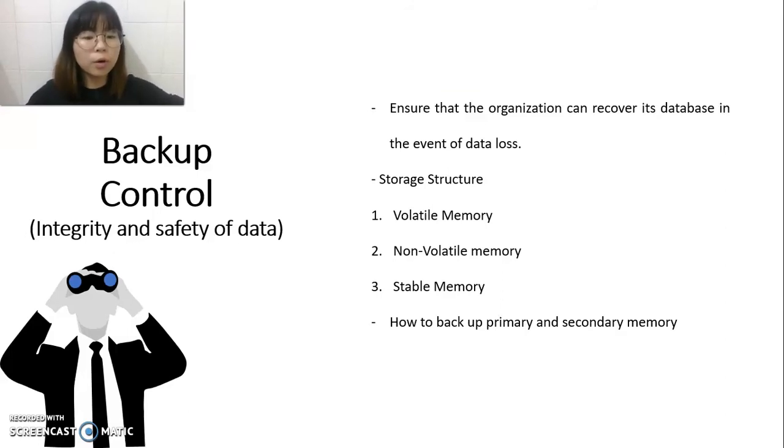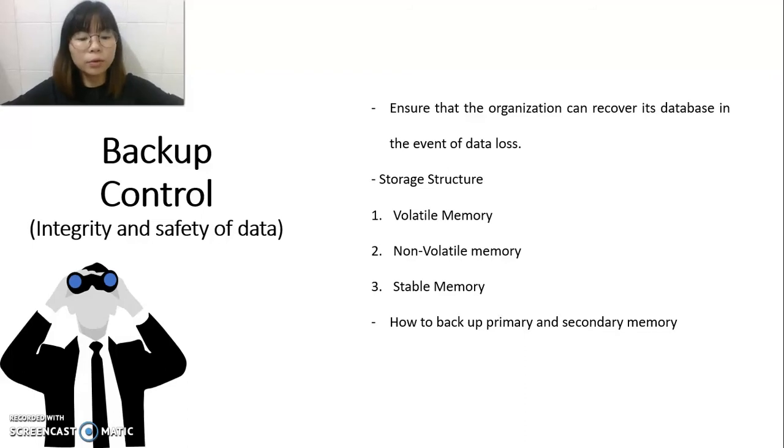So for backup controls, we have three kinds of storage structures, which is volatile memory. Volatile memory is the primary memory, and it can store small amounts of data. By then, they process very fast. For example, like main memory.